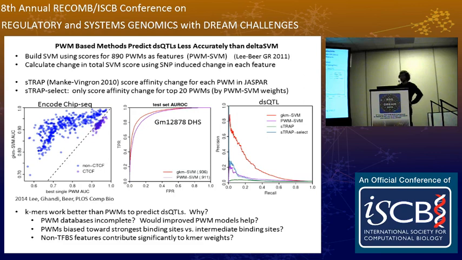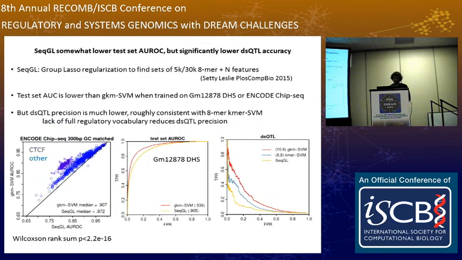And it could be that these databases are incomplete. It could be, as a lot of people talked about in this meeting, that improved PWM models would help. I think that the main problem with PWMs is they do well at classifying the strong binding sites and not so well at the intermediate binding sites.